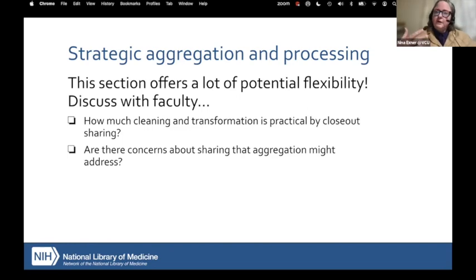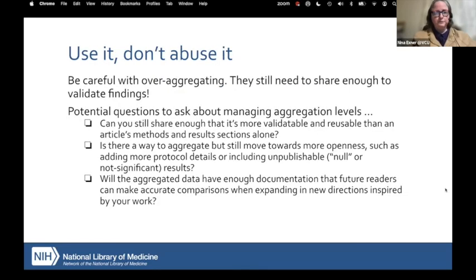And then if a faculty member or other PI is concerned about sharing, maybe aggregation or summation can address some of their concerns, depending on what it is that they're worried about. But they should use it, not abuse it. Don't over aggregate because, as you heard earlier, PIs still need to share enough to validate findings. So some questions to ask when facilitating this discussion about what level of cleaning and what level of aggregation they're going to have.